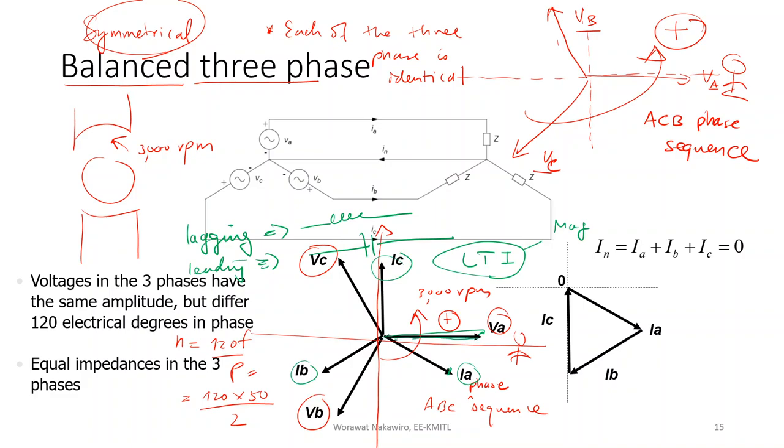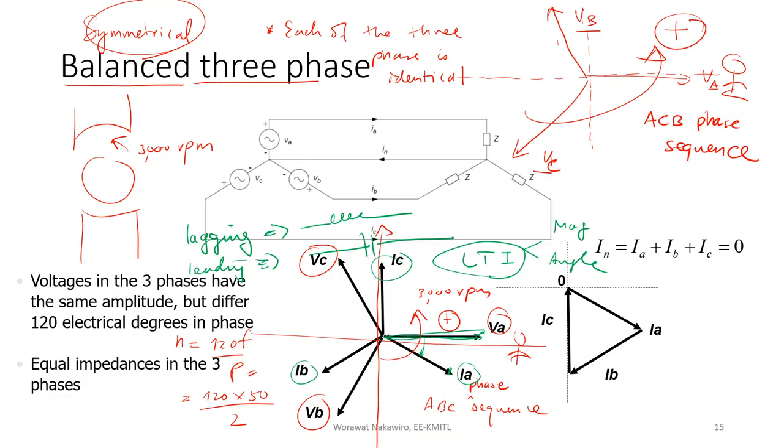The length of the vector arm is different, and the angle separation is different, because the angle here is between V and I just differ, okay? Now, you can see from here, if it is the balanced three phase, the important thing is you have the sum of the current. If you put the balanced phasor diagram like this, for example, you sum all the currents.